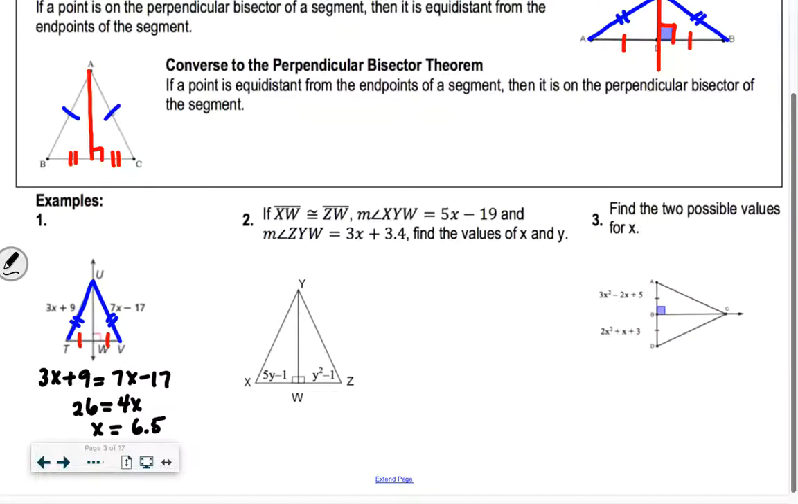All right, so this one tells us stuff. It says if XW is congruent to ZW, so if these are the same, and the measure of angle XYW, so this angle right here, is 5x minus 19. I'm going to put it in parentheses and put a little degree there. And the measure of angle ZYW is 3x plus 3.4. Find the values of both x and y.